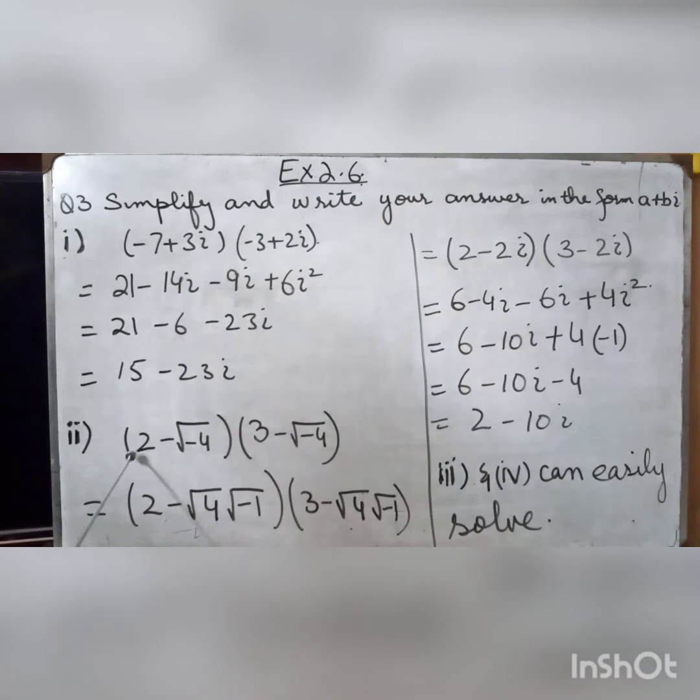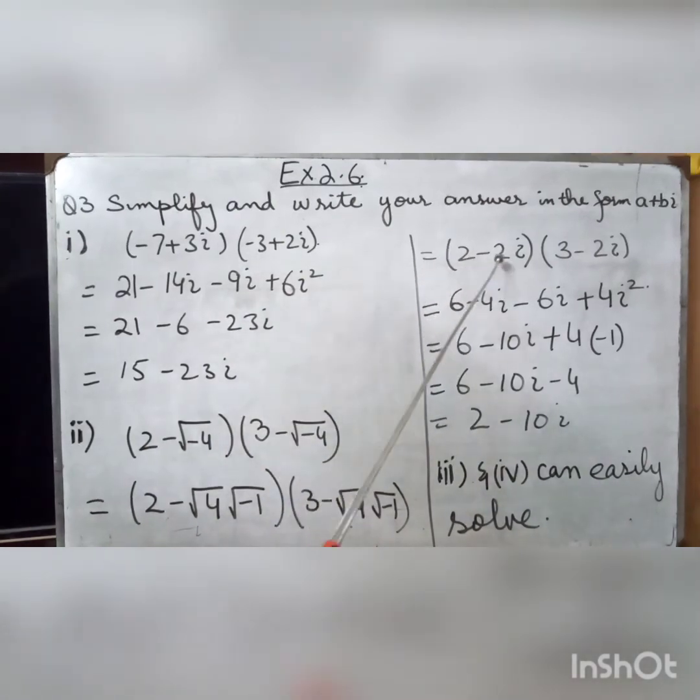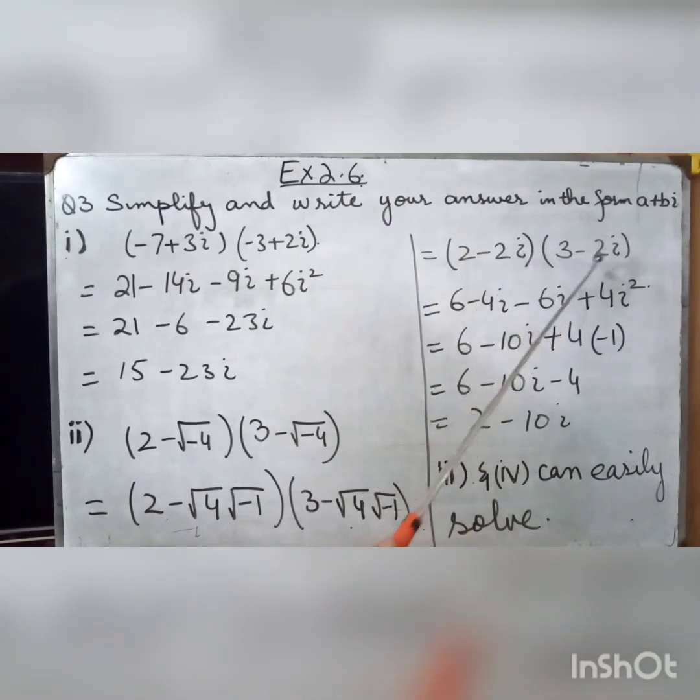Part 2, 2 minus square root of minus 4 into 3 minus square root of minus 4. Take out the minus sign and we have 2 minus square root 4 square root minus 1, 3 minus square root 4 square root minus 1. Square root of minus 1 is equal to iota and the square root of 4 is 2. So the new expression is 2 minus 2 iota, 3 minus 2 iota.